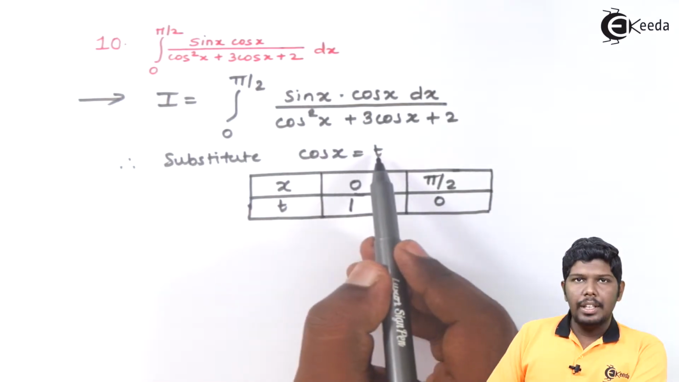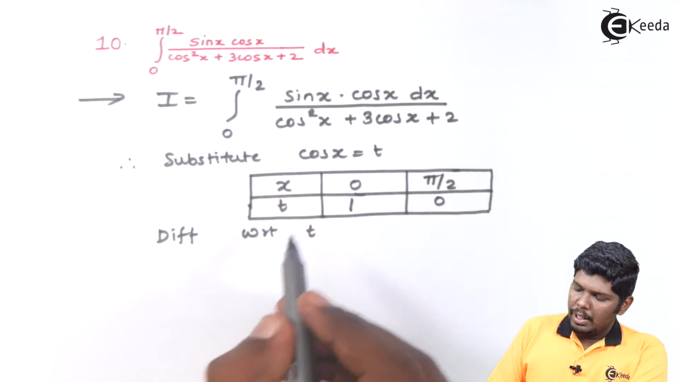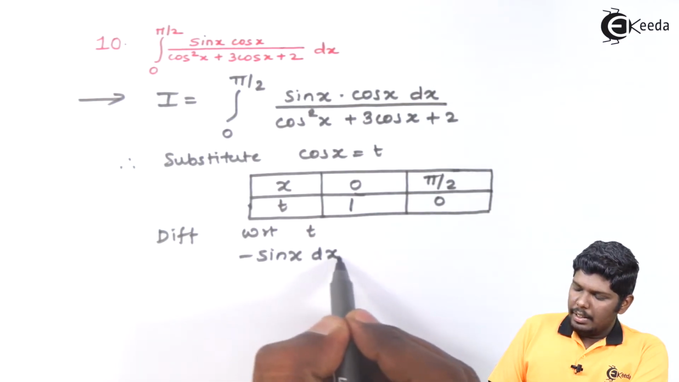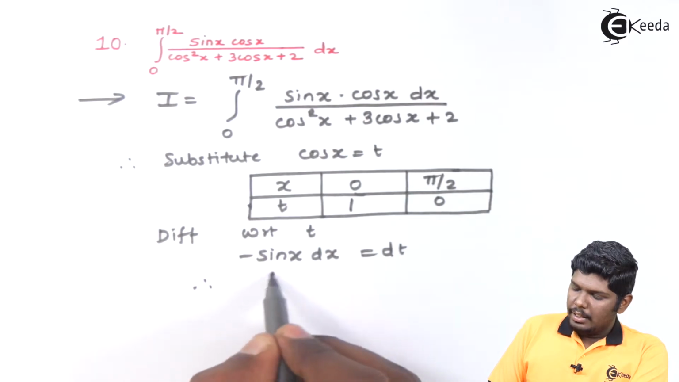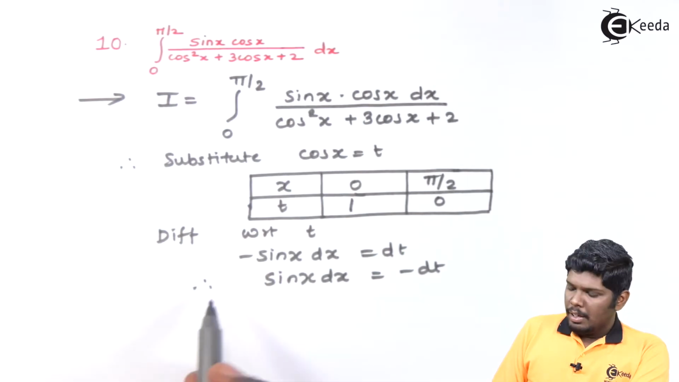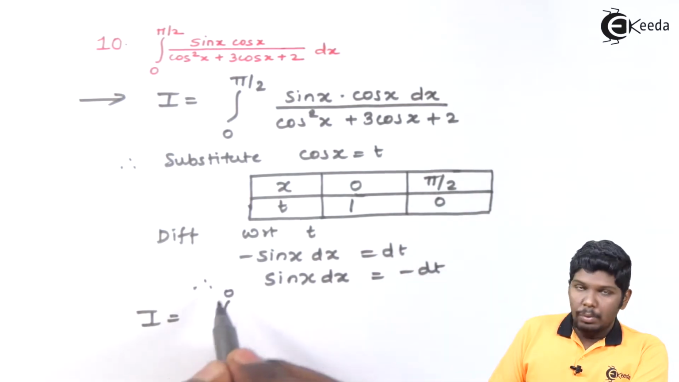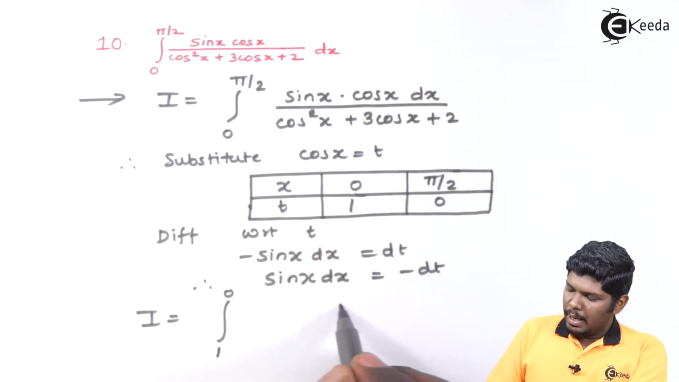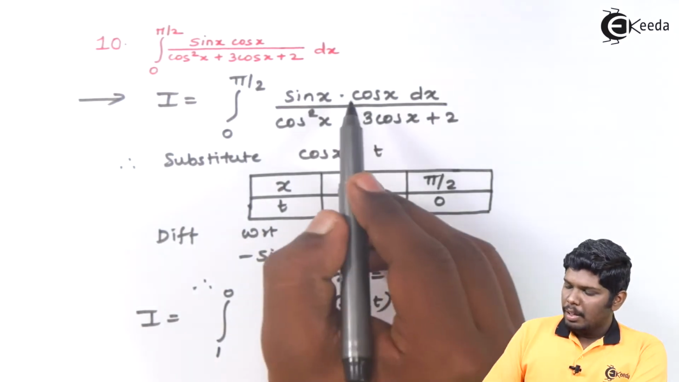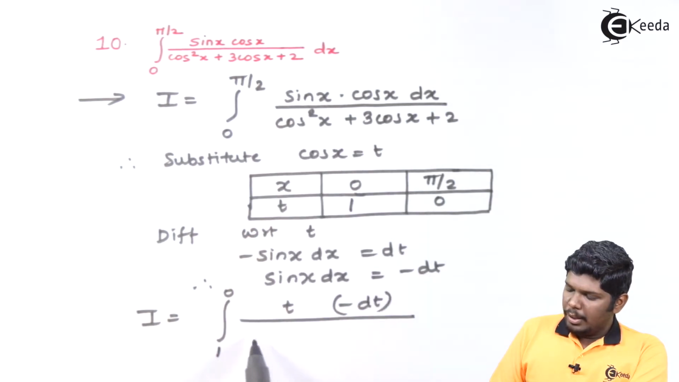Further, we need to differentiate this equation with respect to t. This will give you minus sin x dx is equal to dt. That is, sin x dx will be minus dt. Now let us see the integral. We have lower limit as 1, upper limit as 0. Sin x dx we have minus dt. Cos x is t. We have cos square x, that will be t square, plus 3 cos x, that is 3t, plus 2.